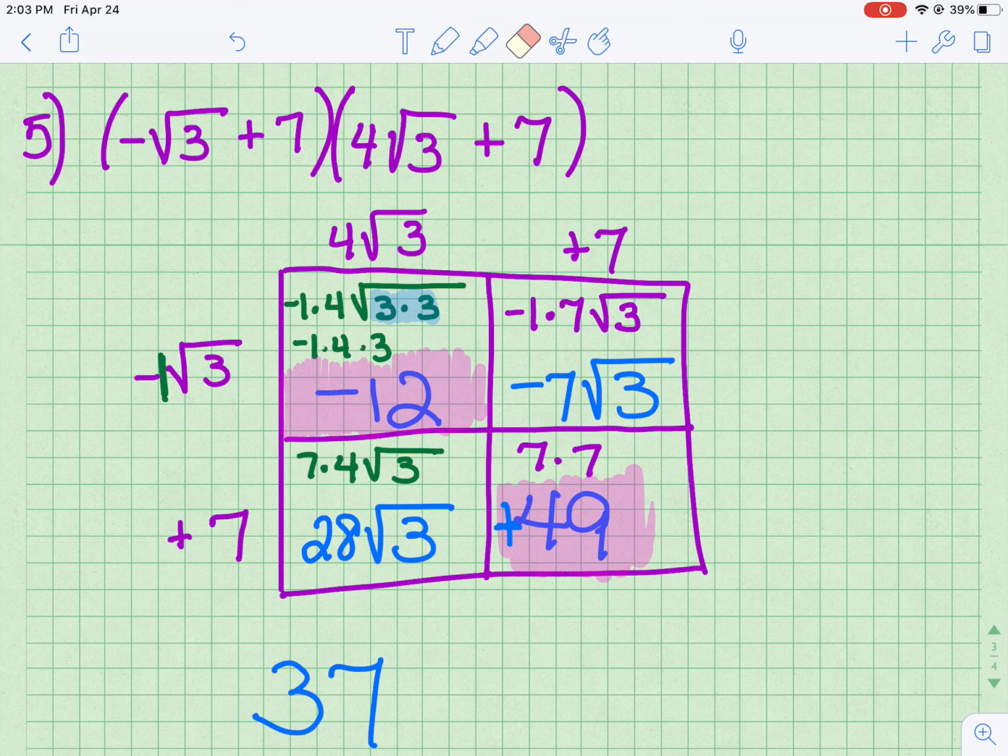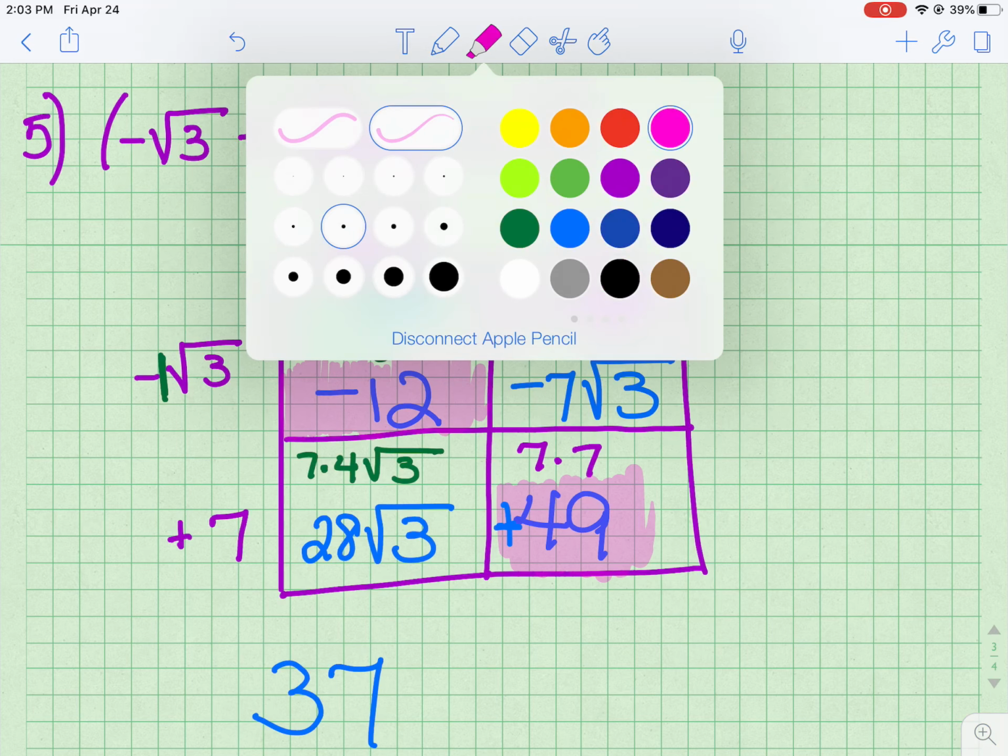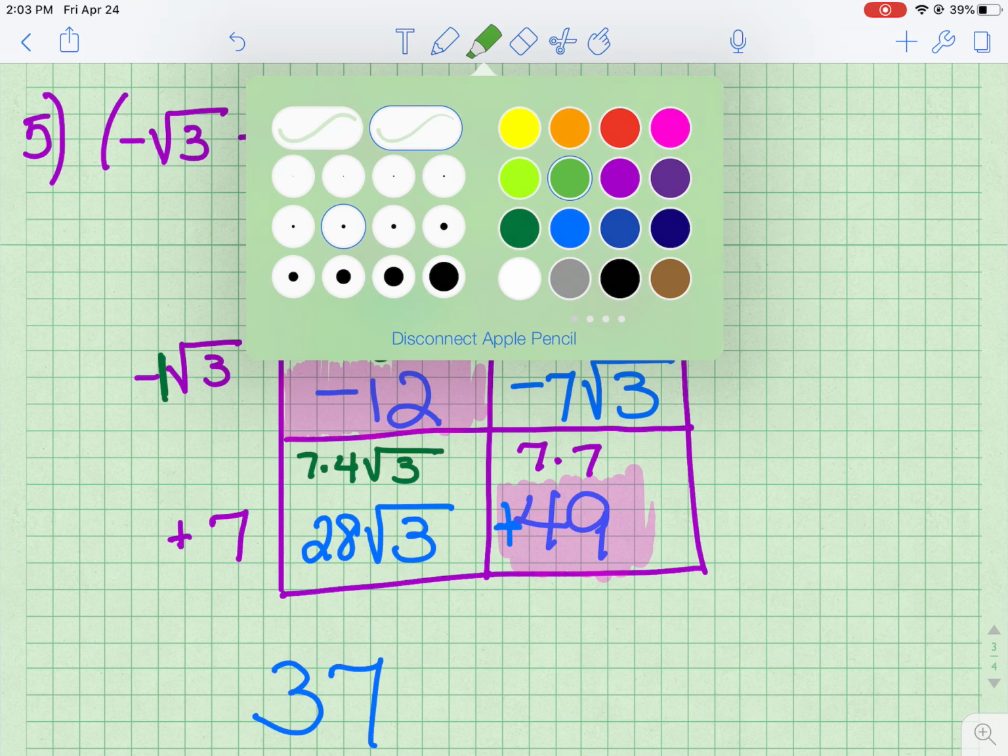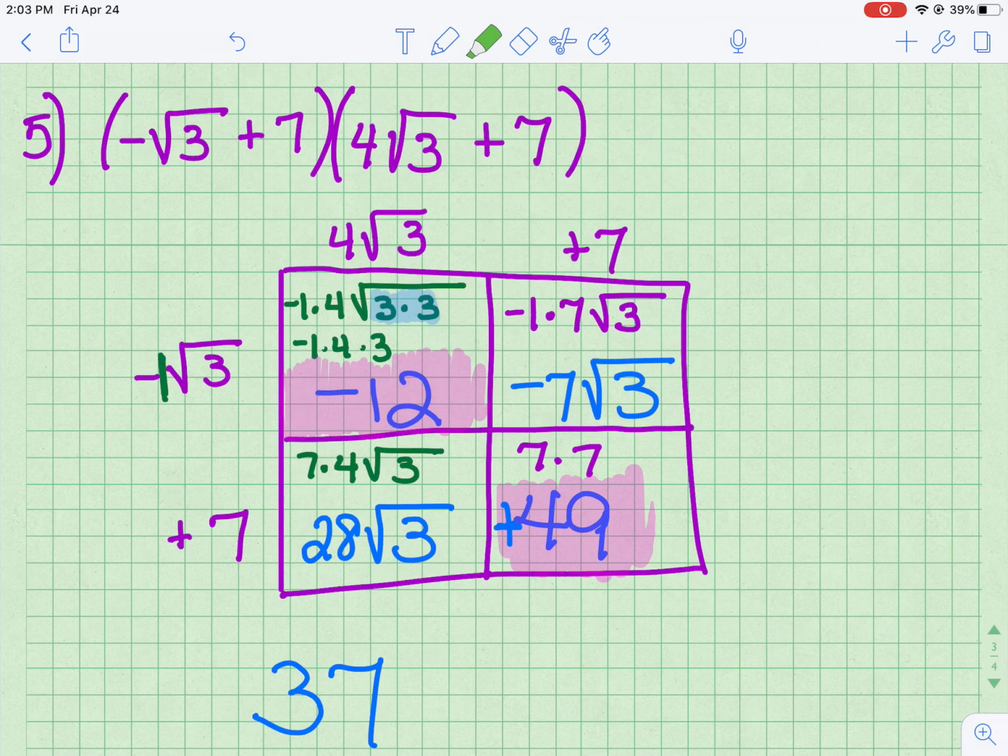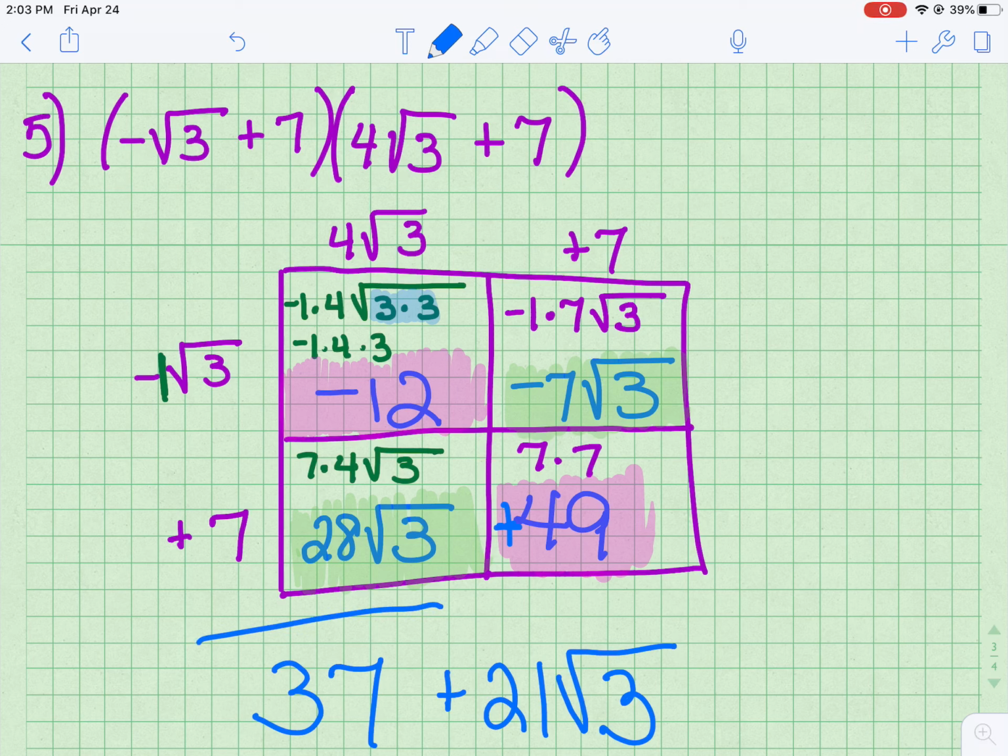Okay. Now I'm going to look at my other two boxes. They both have the same exact jail attached to them. They both have a root 3. So 28 root 3 minus 7 root 3. So 28 minus 7 is 21, and then just the root 3. And that's going to be my final answer.